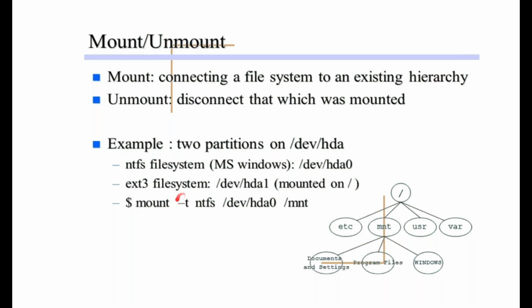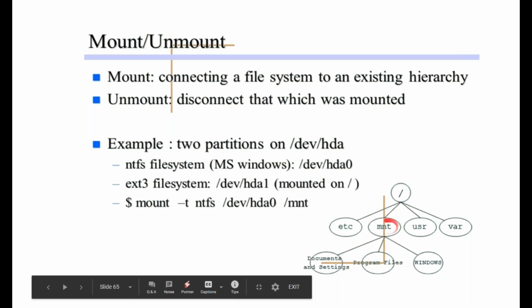The -t option stands for the type of device you want to attach. So the type of device is NTFS. Then the device, and where to mount it. This is the source and this is your destination, you can say. You want to take this drive, whose devices are lying in this folder, and mount it at this point. Where you want to mount, you put the destination here.